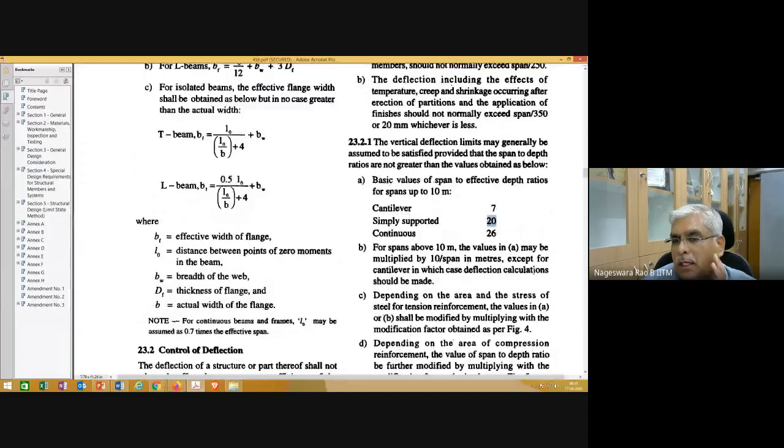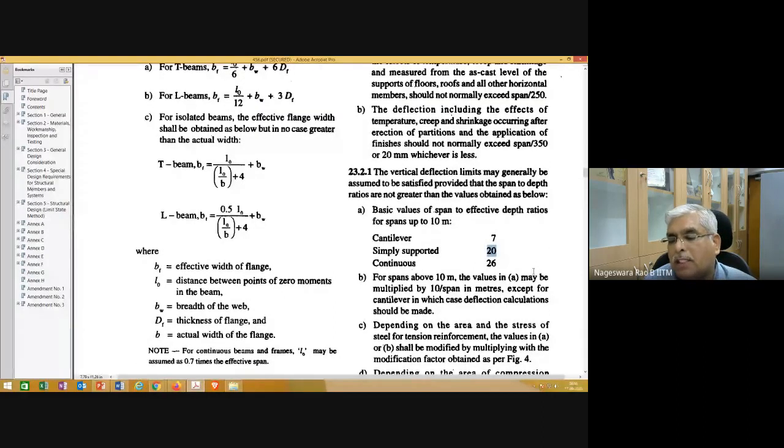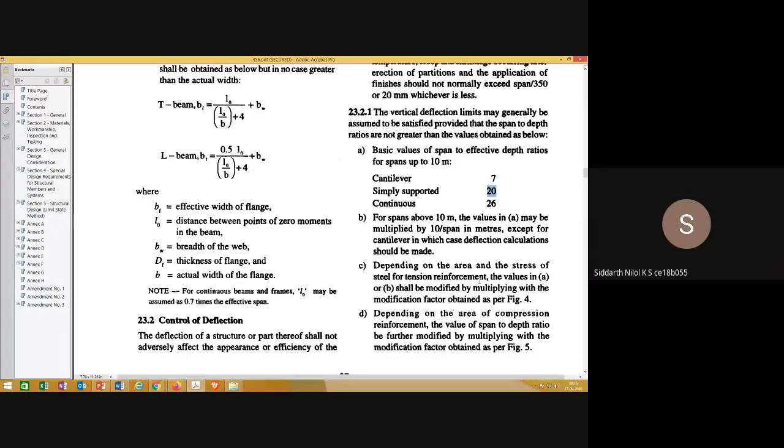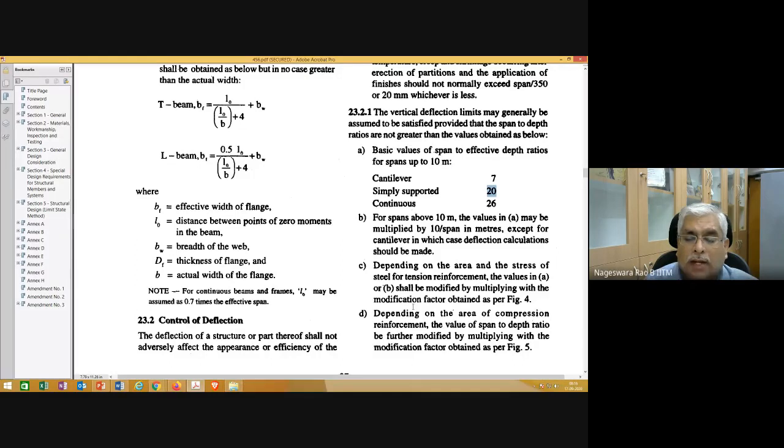So the limit deflection L by D ratio as per IS 456 for this particular beam is 20 multiplied by 10 divided by 12 multiplied by 0.89. What is that value? 14.83. So your L by D ratio should be 14.83.